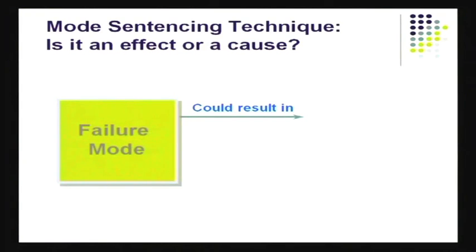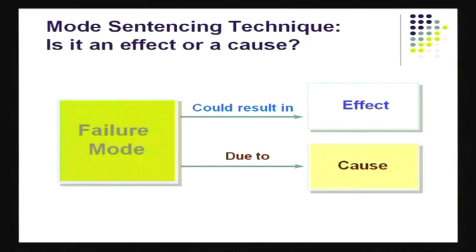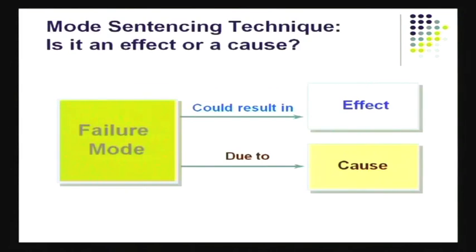A failure mode could result in what we call an effect, and it is due to what we call a cause. These are a couple of things we've got to remember: with every failure mode we have an effect and also a cause. The effect is something that actually results from it, but the causes are the ones that cause the failure to occur. So we've got to identify these things and understand these things.